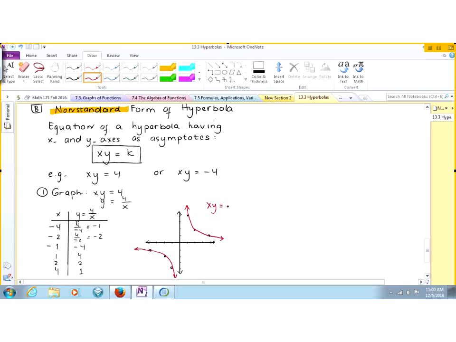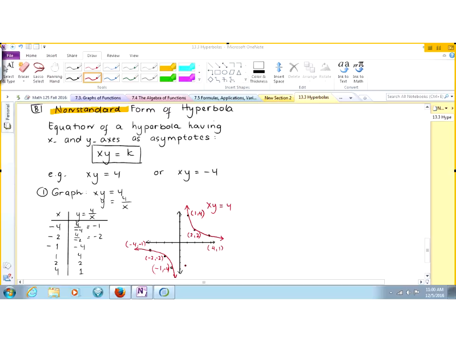So this is your hyperbola xy equals 4. This is 4 comma 1, 2 comma 2, 1 comma 4. This is negative 4 comma negative 1, negative 2 comma negative 2, negative 1 comma negative 4. Do you see that the x-axis and the y-axis are the asymptotes? Yes? Okay.